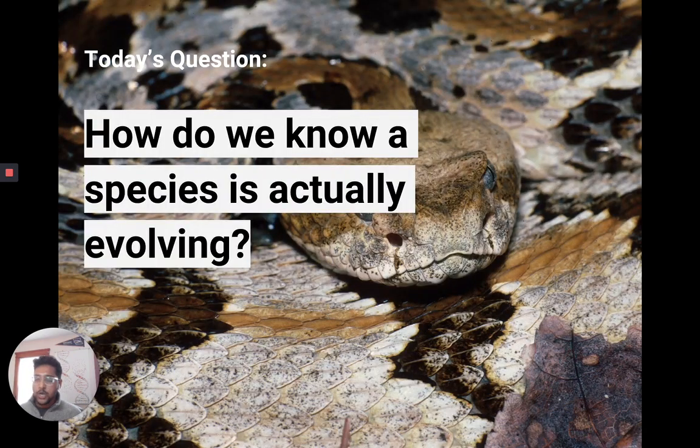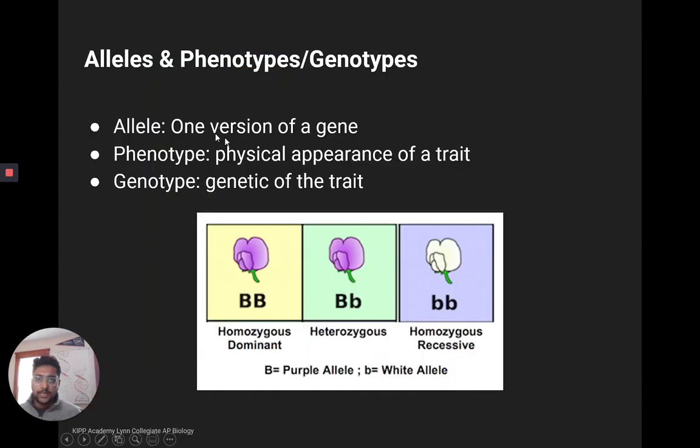How do we actually know that a species is evolving? And we're going to look at that through a variety of processes. The first thing to note is the definition of three ideas that will appear very often in this lecture that I just wanted to refresh you all on.